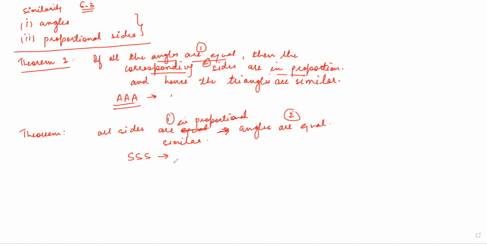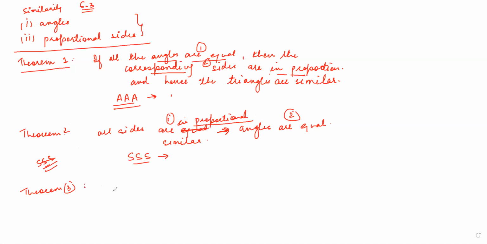So try to understand, this SSS is not SSS of congruency, Abdullah. In congruency, the sides were all equal, isn't it? Equal in length, but here they are in proportion. So understand the difference. Okay, and the third theorem was, Abdullah, theorem 2.